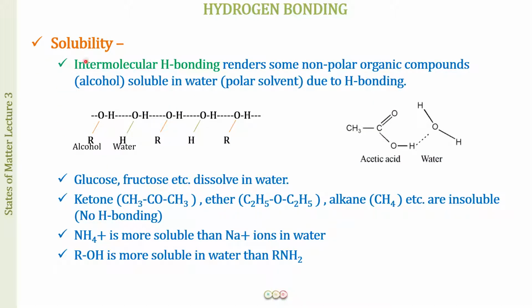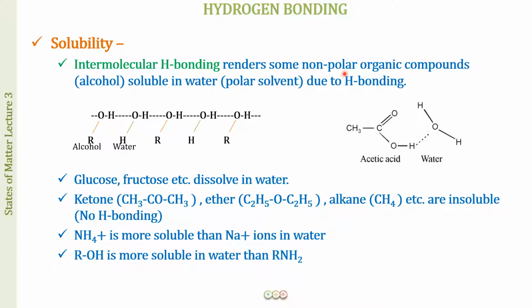So the next property which is influenced by hydrogen bonding is the solubility of the compounds. What we learnt while studying chemical bonding was the properties of the ionic compounds and the covalent compounds. There we learned that the ionic compounds are soluble in water, being a polar solvent, whereas organic compounds are generally insoluble in water. And then we developed the understanding that the organic compounds which are polar will dissolve in the polar solvent, that is water. But the non-polar organic compounds do not dissolve in water.